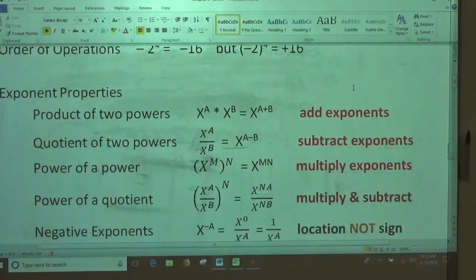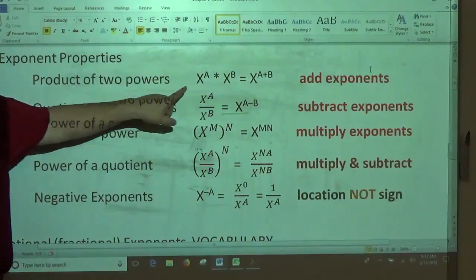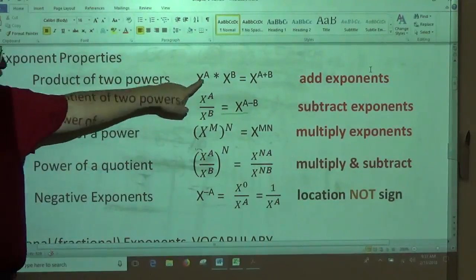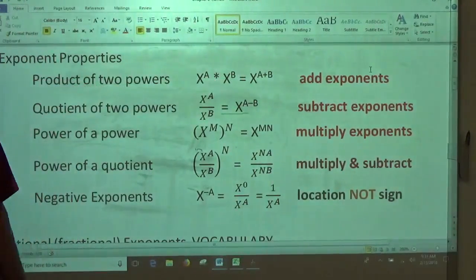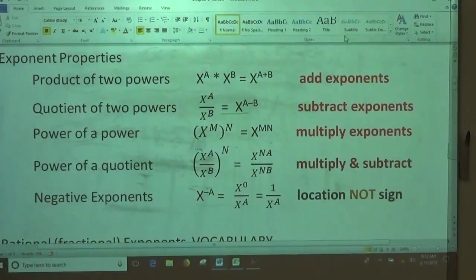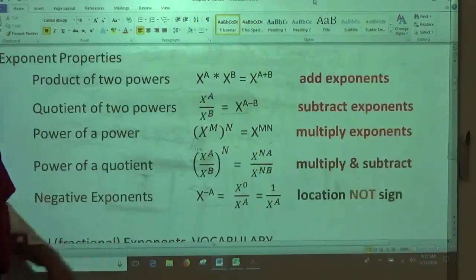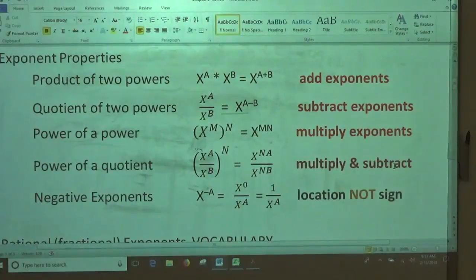Okay, now I've given this handout in other ways before, but this is a summary of the exponent properties that you are supposed to be responsible for. All right, the product of two powers, there's that vocabulary word. When you have two numbers, you're adding the exponents. All right, we all know that. The quotient, we are going to subtract the exponents. All right, a power of a power, whoa, a power of a power will multiply the exponents.